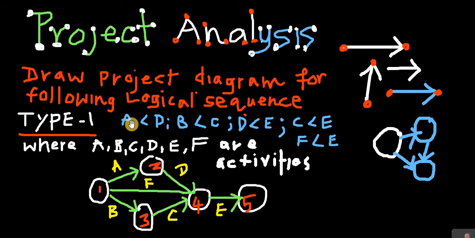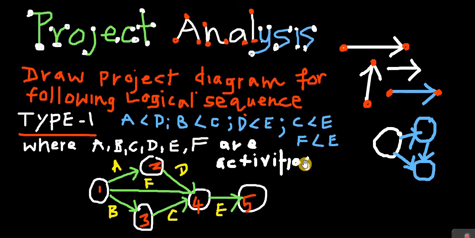According to that, we have to make a project diagram. That's our aim here. This logical sequence is based on the type of the activities and the availability of the materials, all those things. These logical ideas are given to us. Activity A should be finished before D; then only D should start, like that.